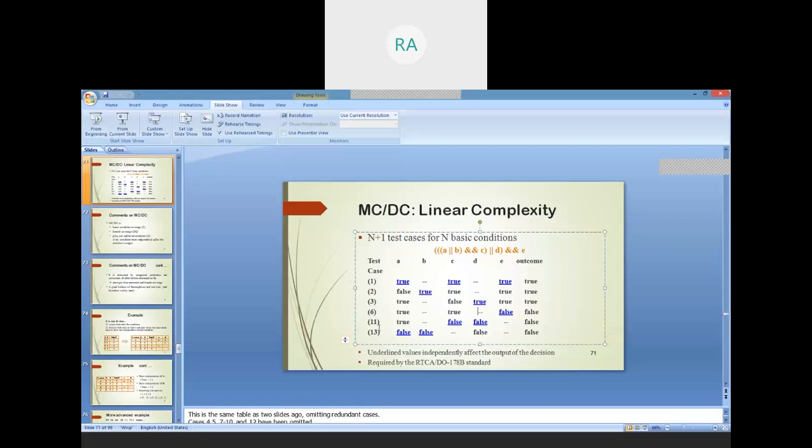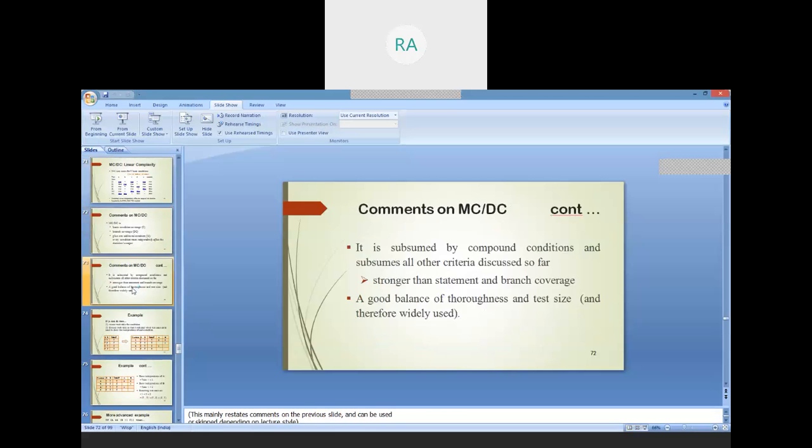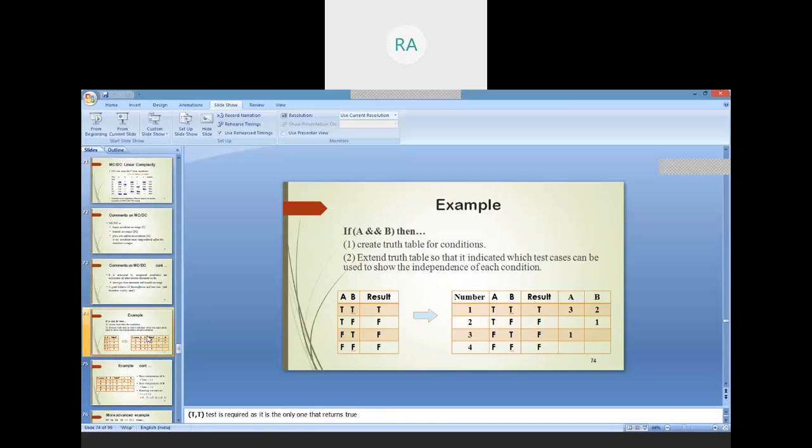So the main theme behind MCDC is, instead of exponentially increasing the size of the test cases, you are finding out the important combinations and you are carrying out the testing. This is about the linear complexity associated with MCDC coverage. Then after that, let me take up one simple example over here.